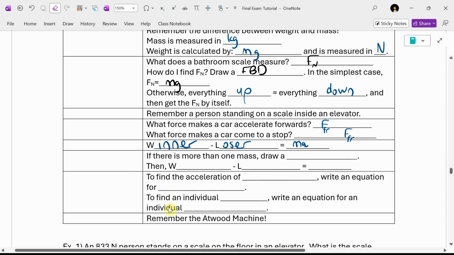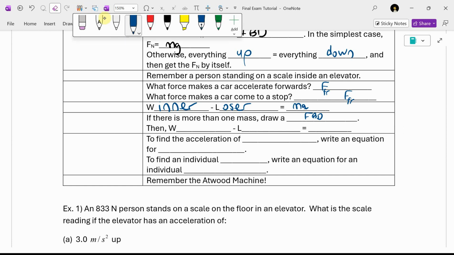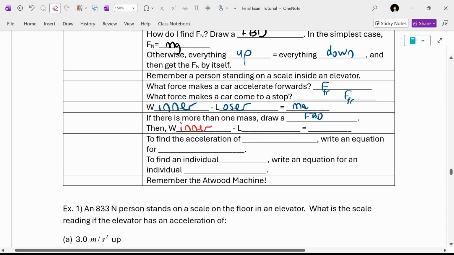Then we started looking at multi-mass questions. If there is more than one mass, we said, well, first of all, this is a job for a free body diagram. I want to draw a free body diagram. And then we tweaked our equation. It was still winner minus loser. But if there was more than one mass, we tweaked the right-hand side.